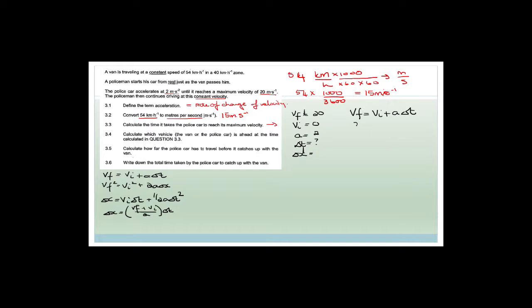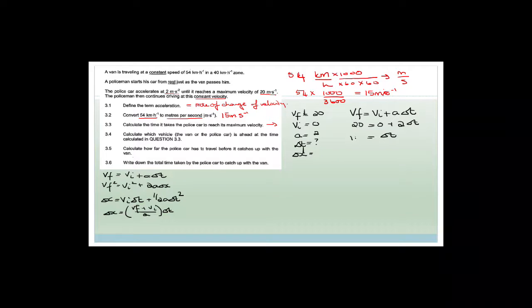Right, so the final velocity is 20. I have decided that everything in the one direction is positive, so we don't have to worry about it because everybody's traveling in the same direction. So therefore, 20 is equal to 0 plus 2 delta t. Do you agree that delta t is equal to 10 seconds?